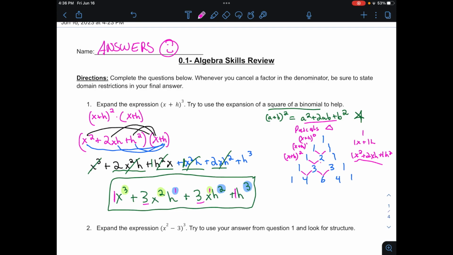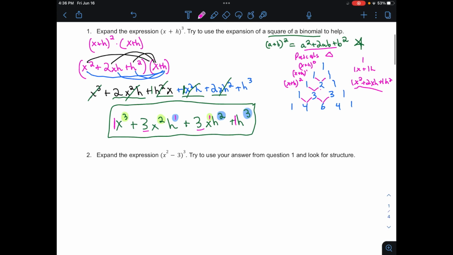So it's kind of handy to see that pattern, refresh it, and that'll help us in the next problem. If we want to expand the expression x squared minus 3 cubed, so that's the cube of a binomial, where our binomial is made up by x squared and minus 3. Those are the two components of our binomial.